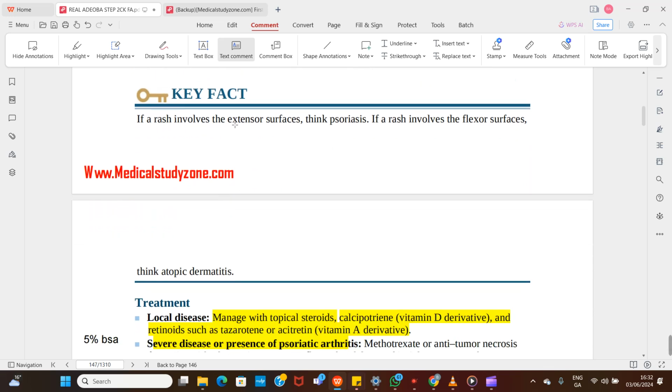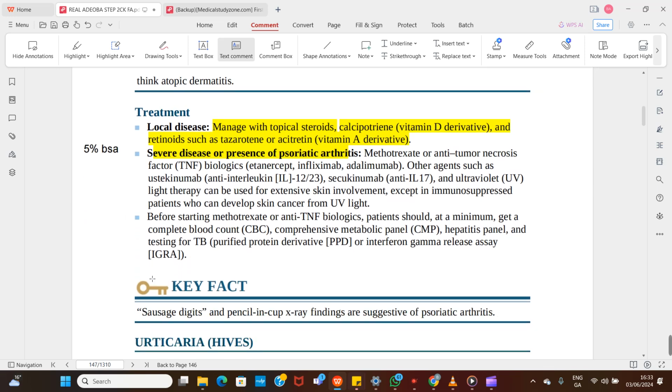So when you have a rash involving the extensor surface, think psoriasis. When the rash is papulosquamous and it involves the flexor, think lichen planus. But if the rash is papular and vesicular, affecting the flexor, think atopic dermatitis. So how do you manage these individuals? Treatment depends on the extent of the disease.